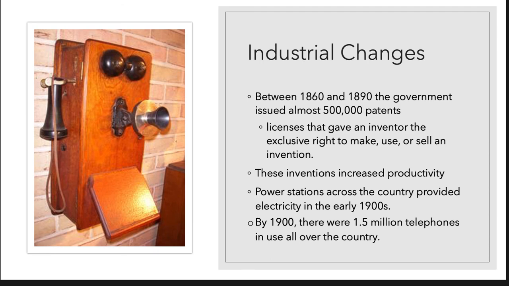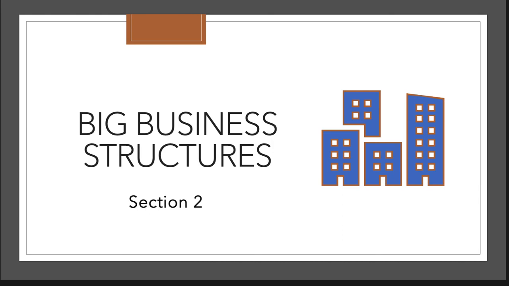By 1900, there's also going to be 1.5 million telephones in use all over the country, which is just another way that we are connected from coast to coast through communication now as well. Next time we meet, we will talk about the different business structures during this time, the second industrial revolution.